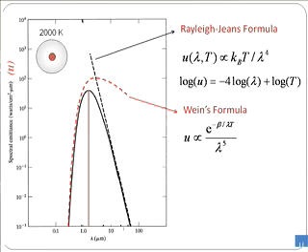What he simply did, he said, well, I know the answer for the high energy part, or the high wavelength part. I know the answer for the low wavelength part. Well, I'll make up a formula, no theory, nothing. I'll make up a formula that sort of interpolates between the two. And that's exactly what he did.